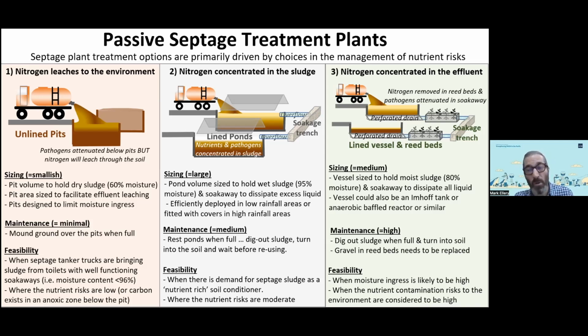But then we still need to deal with the pathogens. We still haven't really dealt with the pathogens. And so we need some kind of well-designed soakage area for removing the pathogens once we've removed the nitrogen. And really, in terms of simple designs for septage treatment plants, it's about where the nutrient risks are and where you would like them to be.